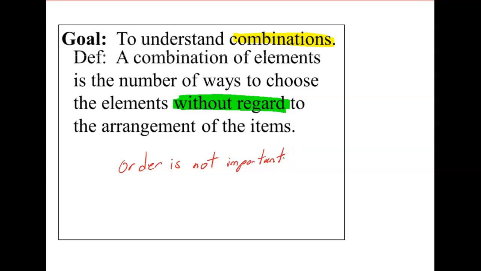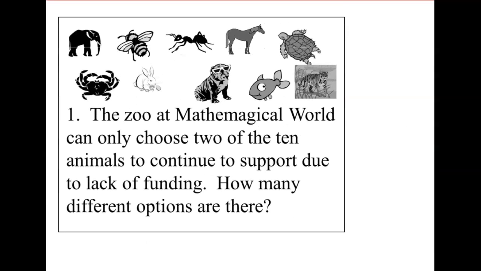So let's take a look at a couple examples in light of that information. Here we have mathematical world, and you get to choose 2 of the 10 animals to support. Which 2 animals would you choose? Well, let's suppose you choose the rabbit and the fish. Oh, I'm sorry, you chose the fish and the rabbit. No, you chose the rabbit and the fish. Does it matter which order I say those 2 animals in? No, you're still supporting those 2 animals.